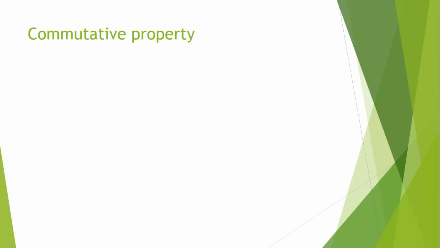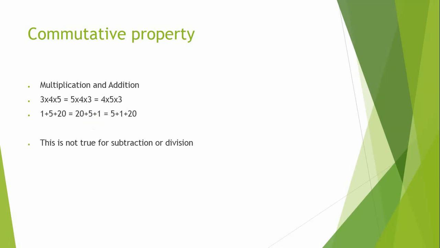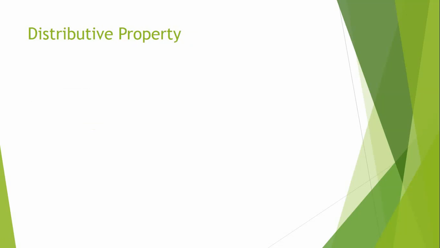Let's talk about the commutative property. This property holds true for multiplication and addition. And it says, if you have three different numbers, and you multiply them in different orders, shifting the orders around, the answers remain the same. The same holds true for addition as well. This property is not true for subtraction or division.